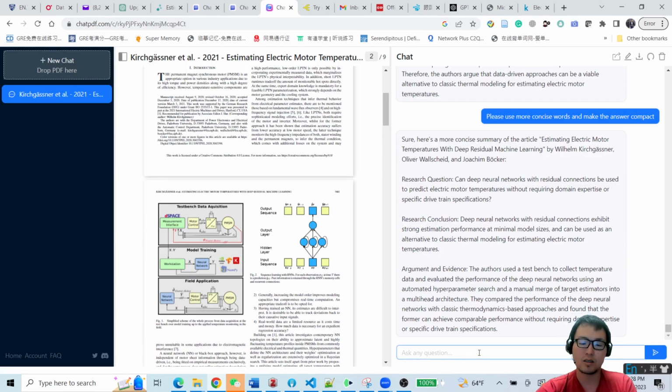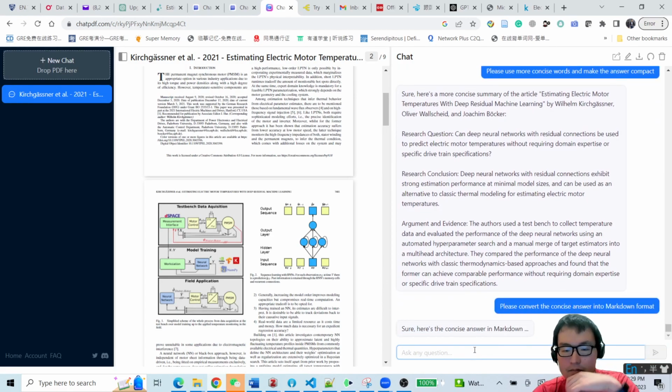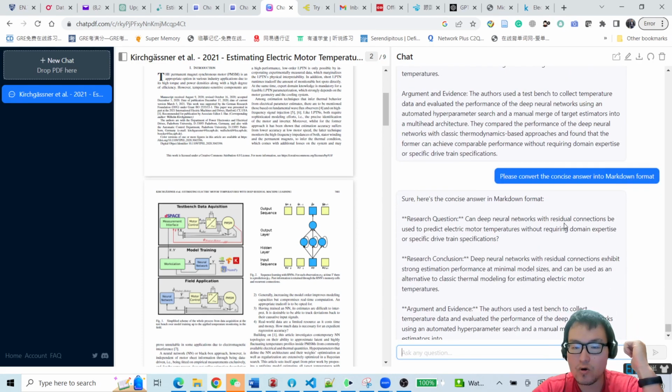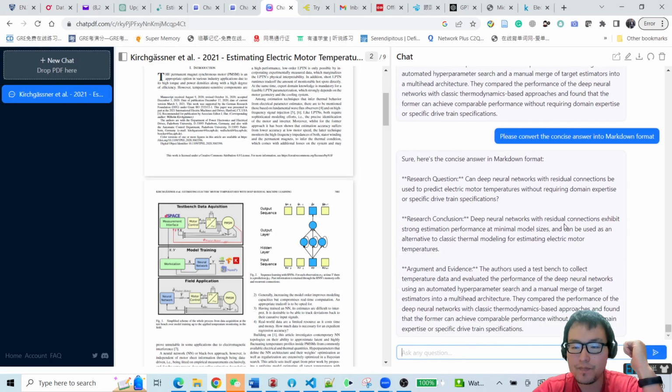So I could say, please convert the concise answer into Markdown format. Okay, so then it will write you essentially the Markdown format.